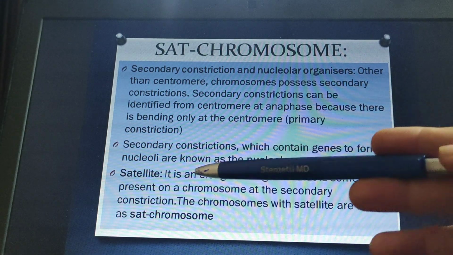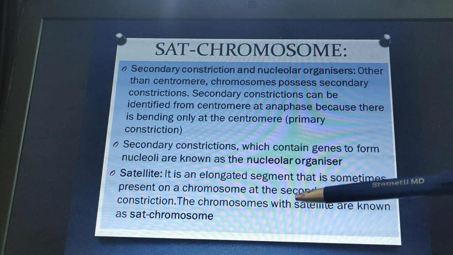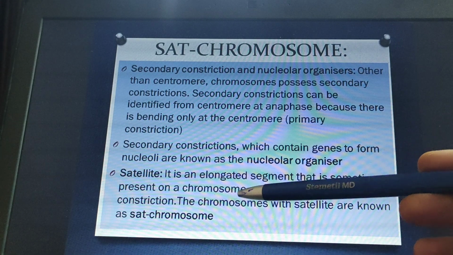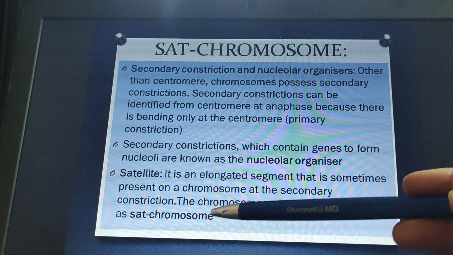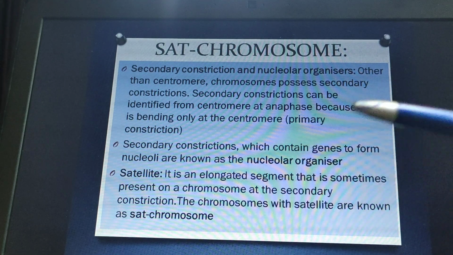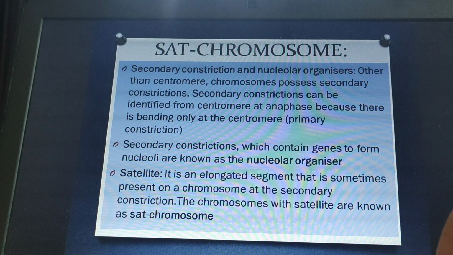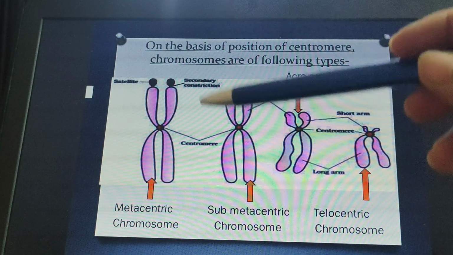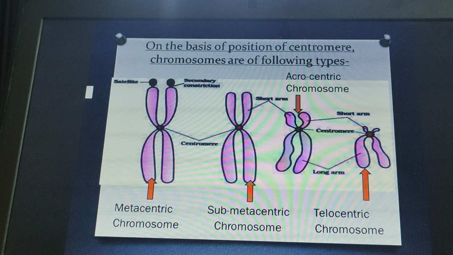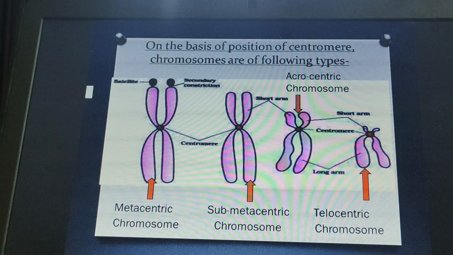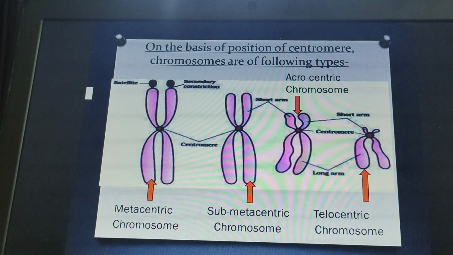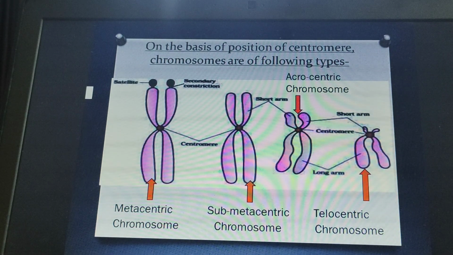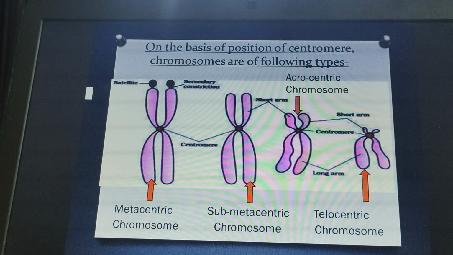Fine. And the satellite is an entangled segment that is sometimes present in one chromosome at the secondary constriction. The chromosomes with satellite are known as the SAT chromosomes. Normally the segment of DNA present over here in the satellite chromosome contains repetitive DNA. Repetitive means it has the same sequence of DNA repeated again and again, and this repetitive DNA plays an important role in DNA fingerprinting. We will study about that in detail in our 12th standard. Thank you.